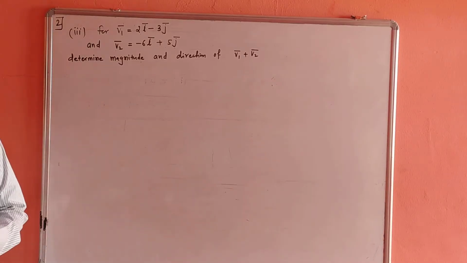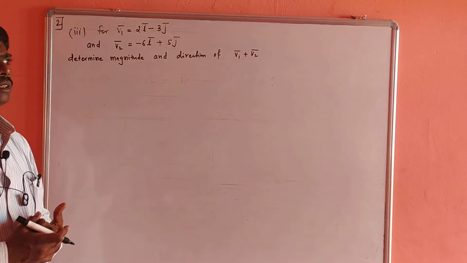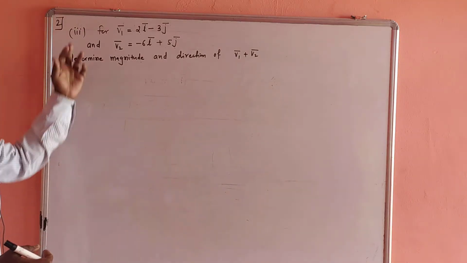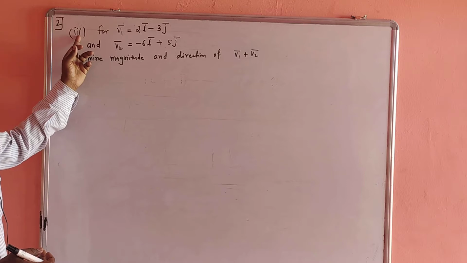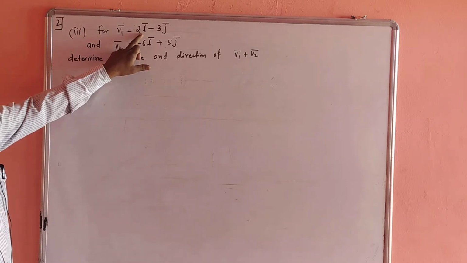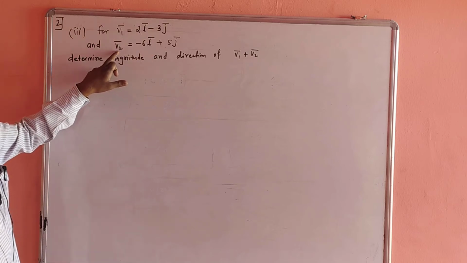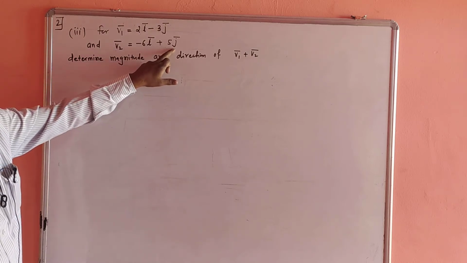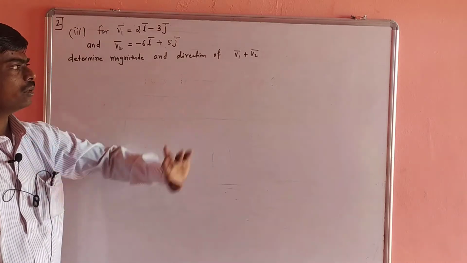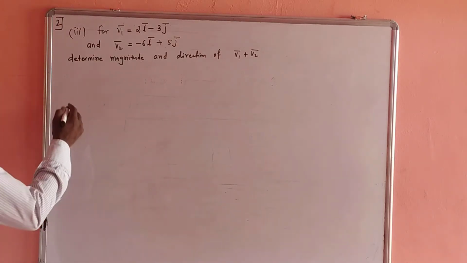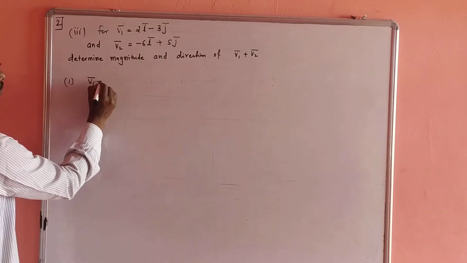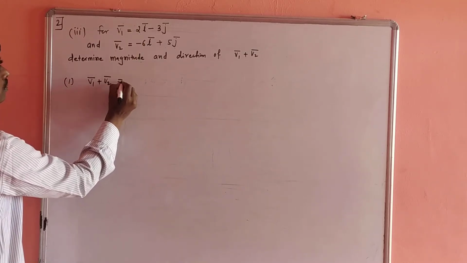This is our third problem from the chapter mathematical methods of physics. So the third problem is, for vector V1 2i minus 3j and vector V2 minus 6i plus 5j, determine magnitude and direction of vector V1 plus vector V2. So first step, we have to add these two vectors, vector V1 plus vector V2.